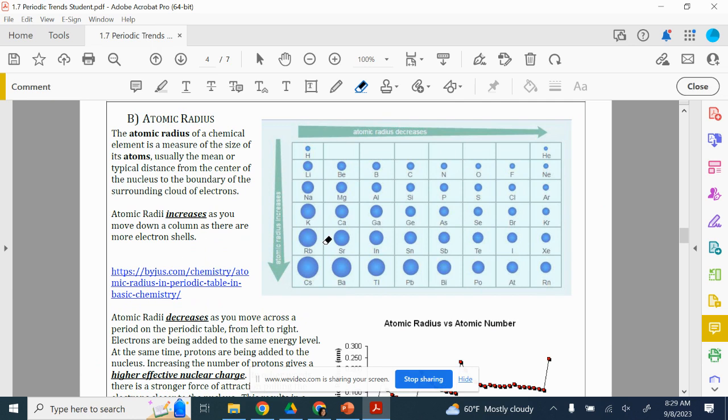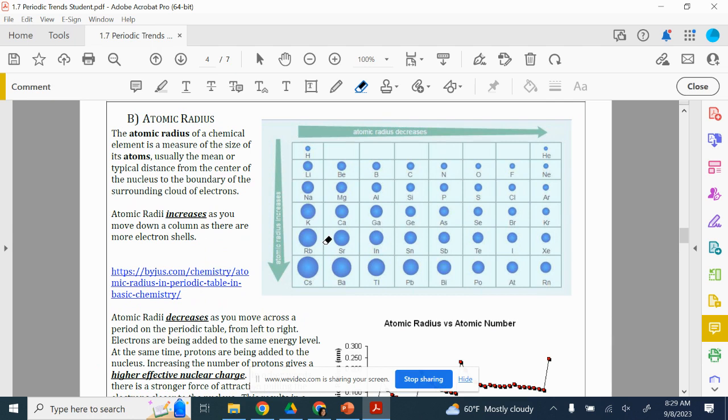Atomic radius then. As we move down the column, the radius is going to increase. We're adding more layers. We're adding more levels. Okay? It's like an onion. It's going to get bigger.